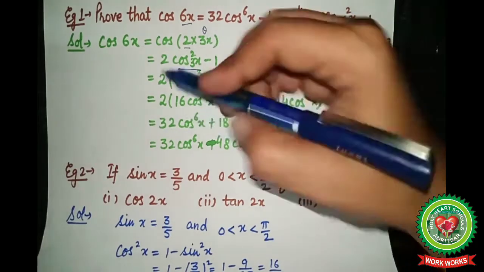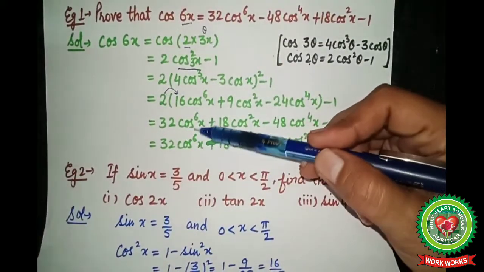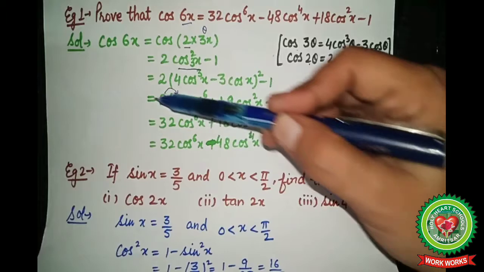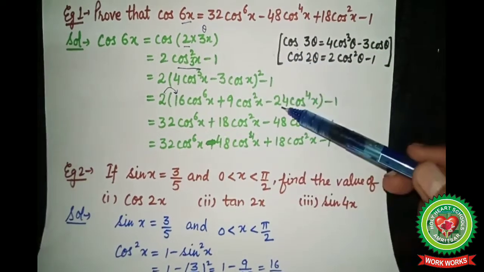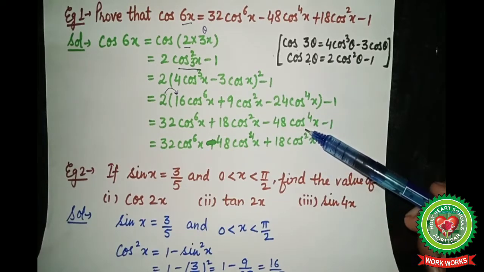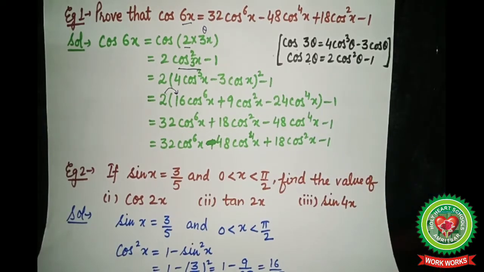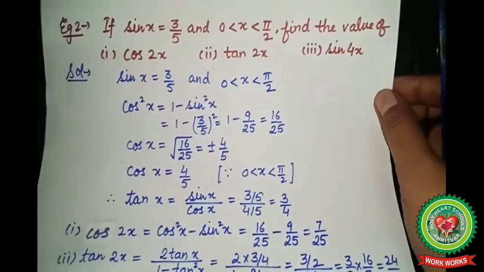Now when you open the bracket, 2 into 16, it is 32 cos raised to power 6x, plus 2 nines are 18 cos square x, minus 2 into 24, it is 48 cos raised to power 4x, and minus 1. This is the answer. In this way, we can apply the multiple angle formula for solving the sum. Now next example is there.